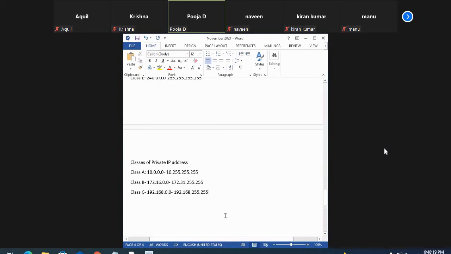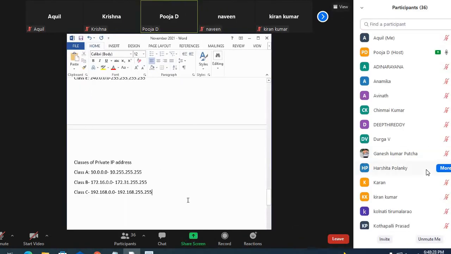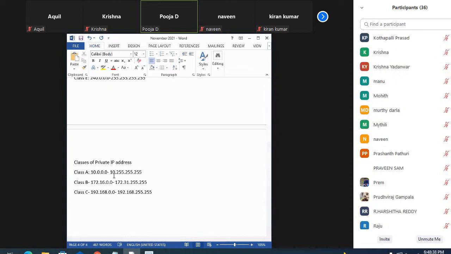Whenever you connect to your network, via Wi-Fi or something, one private IP address is automatically assigned to your PC. And when you disconnect, that IP address is used again for the next device. So this is the DHCP concept which is utilized.